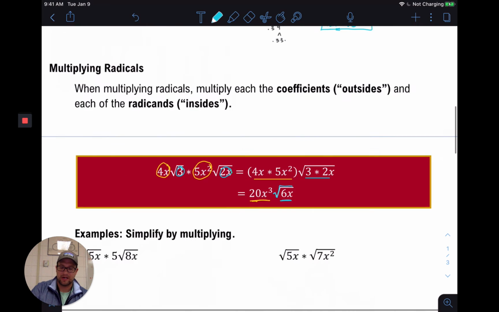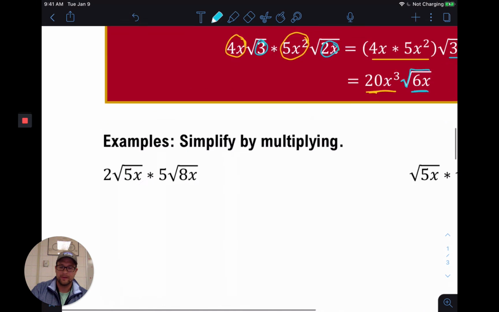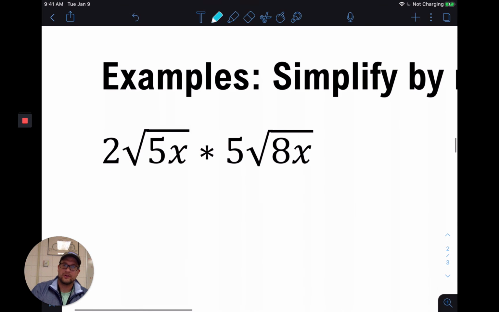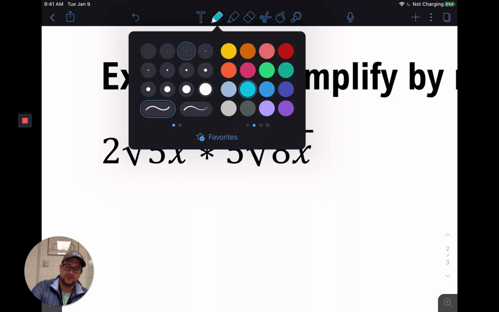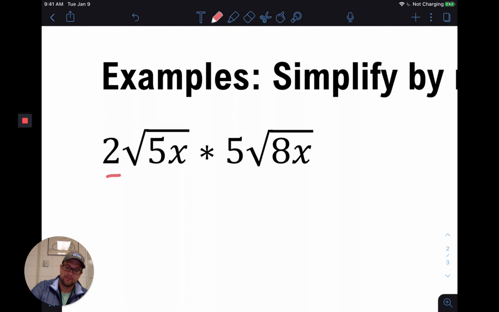Right, so it's the same process that we're just going to continue to follow here. So if we look at another example, to do this, we want to first start by multiplying our outside numbers together. When I multiply 2 and 5 together, I know that I'm going to get 10. And then we want to multiply our insides together.